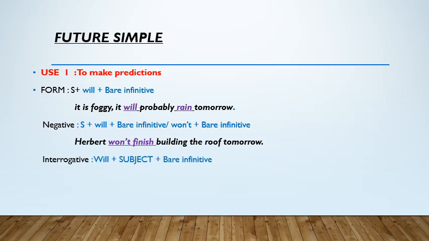When it comes to the interrogative form, we just change the places. We start first by will, and then subject, and then the bare infinitive. And of course, don't forget the question mark at the end. Will you do all your homework next week? No, we won't.